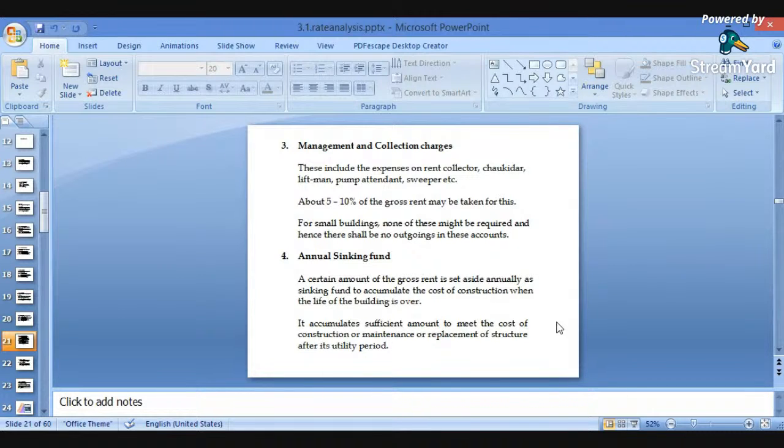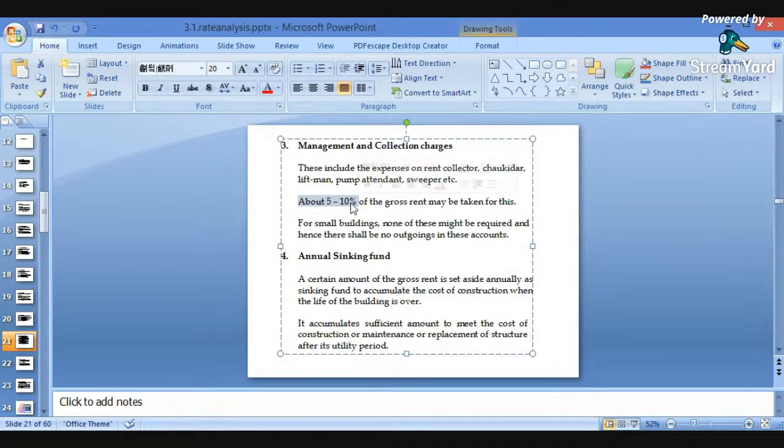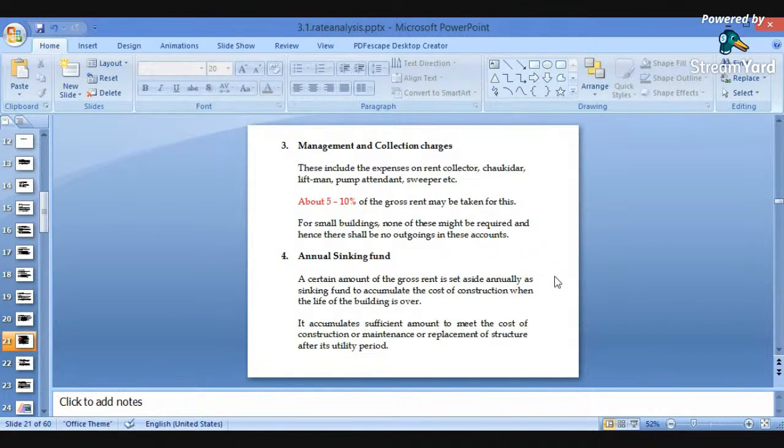So this percentage is also to be taken care of in case of valuations. How much percentage is to be kept aside from the gross income for management and collection charges? Here it has been given as 5 to 10%. So we are keeping aside 5 to 10% for the management and collection charges.